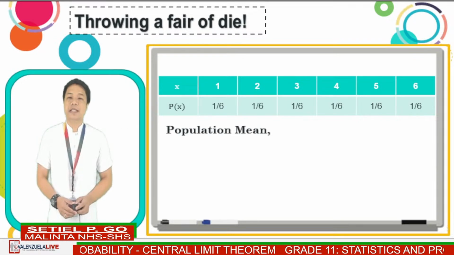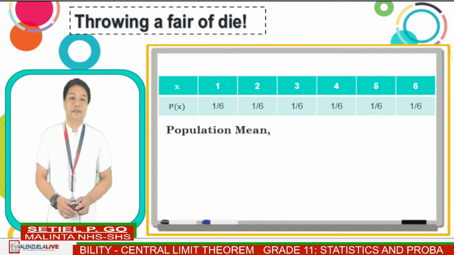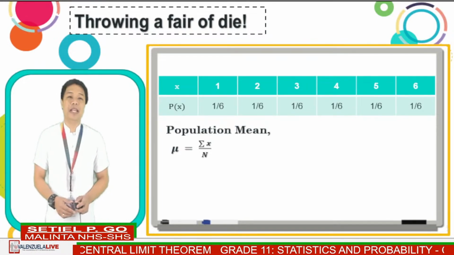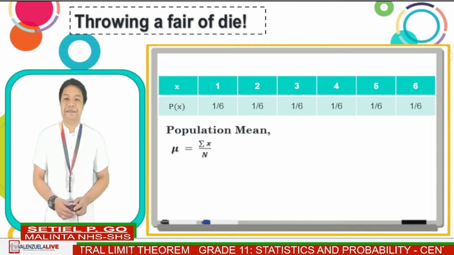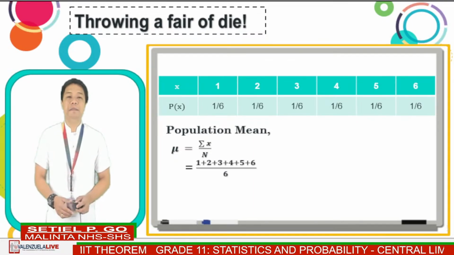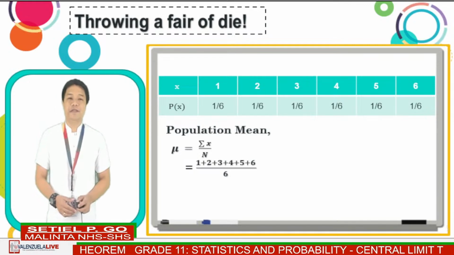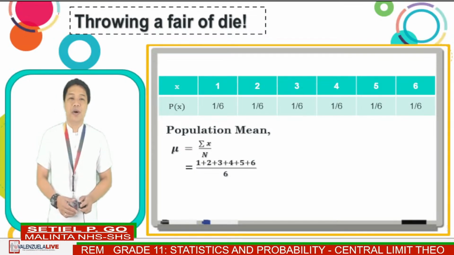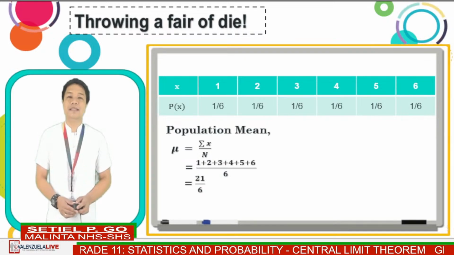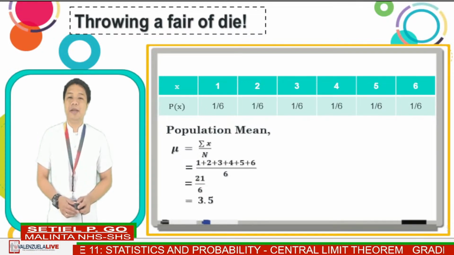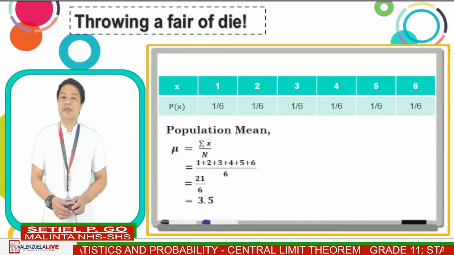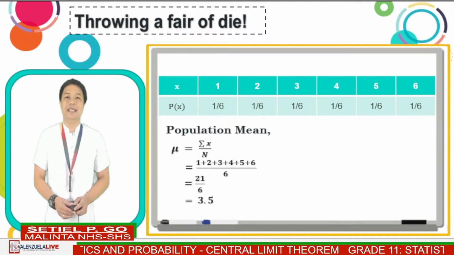To compute the population mean, let us use the formula. Mean is equal to the summation of the possible outcome over n. So if we're going to substitute, we have 1 plus 2 plus 3 plus 4 plus 5 plus 6 all over 6, which will give us 21 over 6. The result is 3.5.